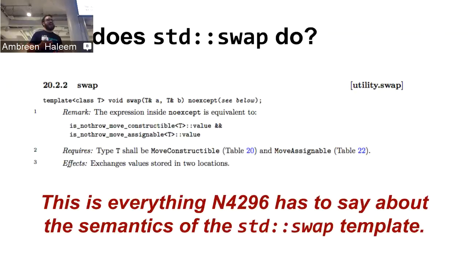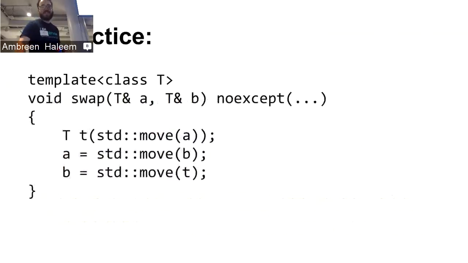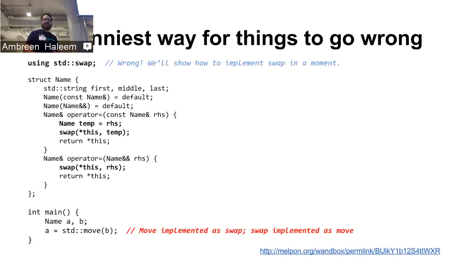So if we want to know what it actually does, we go and look at any old implementation, and we find out that this is how it's implemented. It's implemented as a move construction, followed by a move assignment, followed by another move assignment, followed by a destruction of the thing we constructed. So std swap is implemented in terms of move. Therefore, if we're going to implement our move in terms of swap, we'd better write our own swap. So yes, move implemented with swap, swap implemented with move. Don't use std swap in your global namespace anyway.